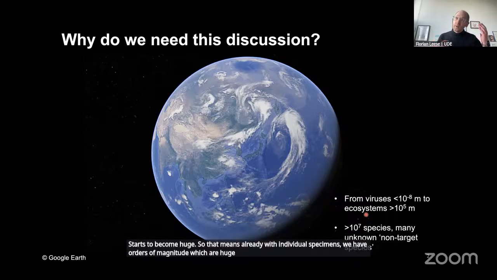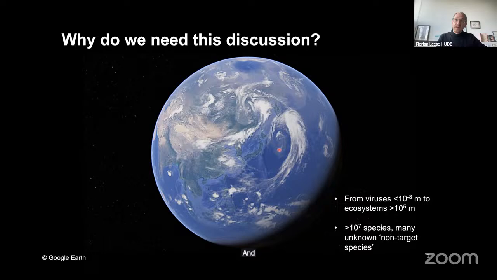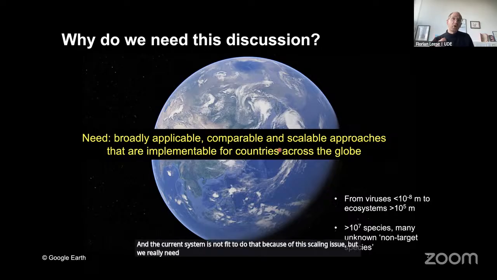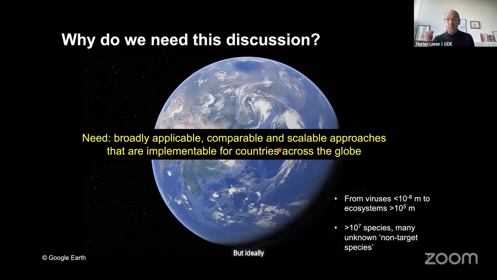And then we move up to ecosystems, whole catchments. So then we really have to deal with thousands of kilometers, or thousands of meters, that we need to study. And the current system is not fit to do that because of this scaling issue. But we really need broadly applicable, comparable, and scalable approaches that are implementable not only in the rich global north, but ideally all around the globe, to inform us about changes of biodiversity.